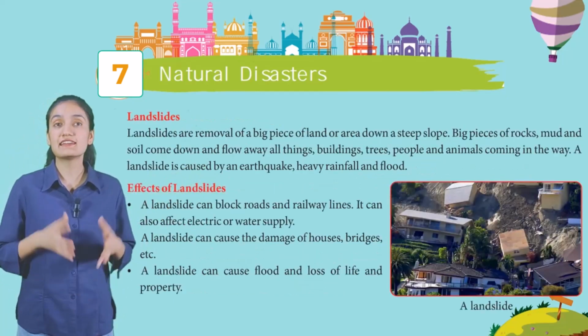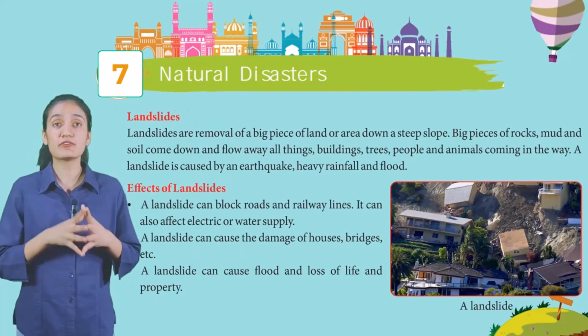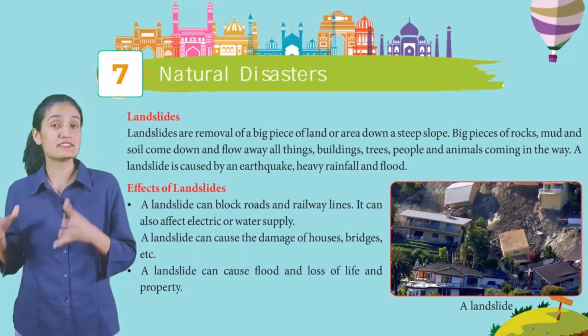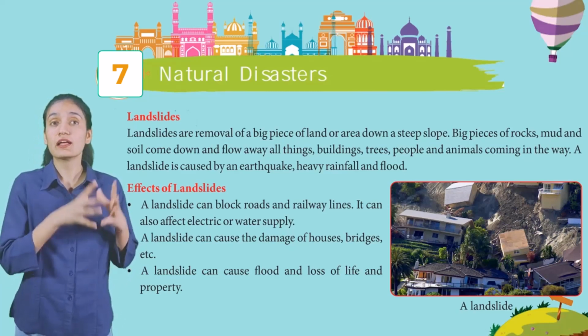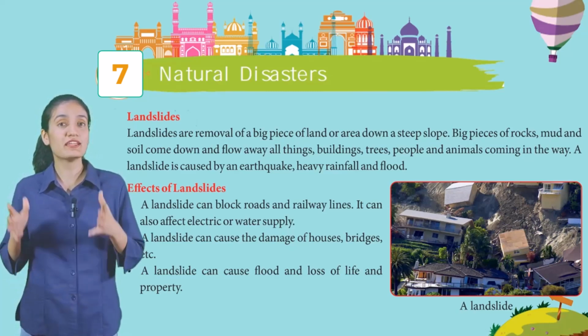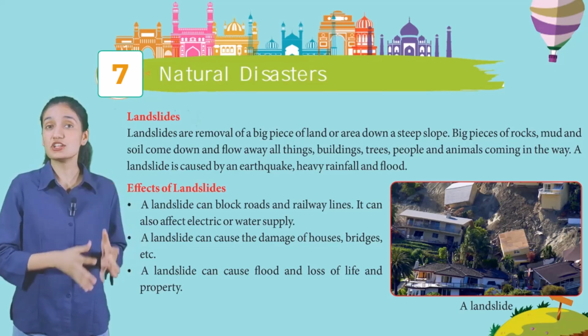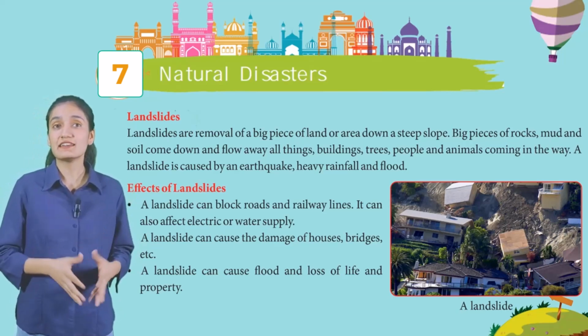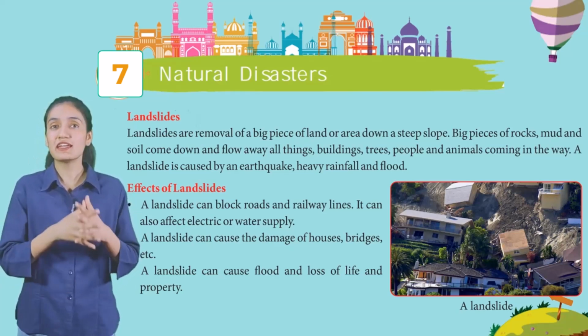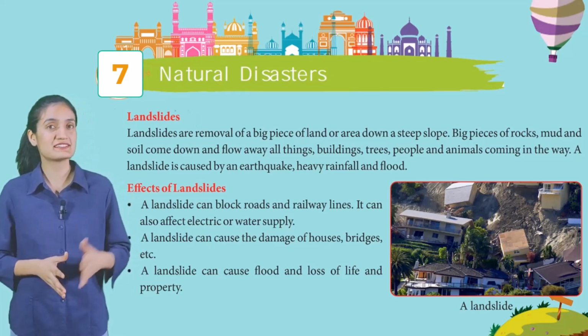Landslides. Landslides are the removal of a big piece of land or area down a steep slope. Big pieces of rock, mud and soil come down and wash away all things, buildings, trees, people and animals coming in the way. A landslide is caused by an earthquake, heavy rainfall and flood.